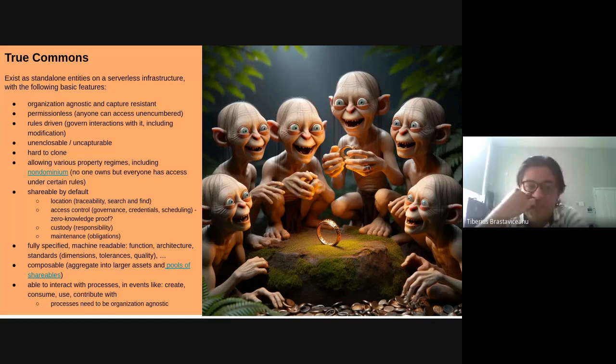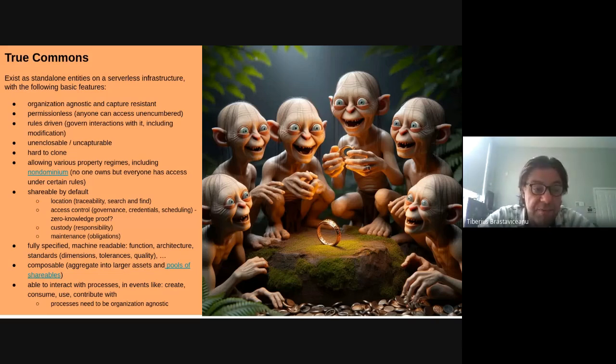And these assets that are now digitized need to be able to implement various property regimes. So you can have an asset that exists as private property, as public property, but also as a non-dominium or commons, right? So they have to support these different protocols that implement different property regimes.